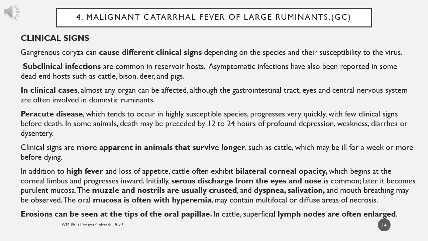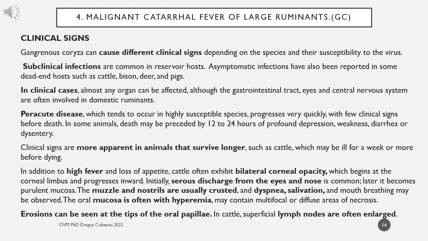In addition to high fever and loss of appetite, cattle often exhibit bilateral corneal opacity, which begins at the corneal limbus and progresses inward. Initially, serous discharge from the eyes and nose is common, later it becomes purulent mucosal. The muzzle and nostrils are usually crusted, and dyspnea, salivation, and mouth breathing may be observed. The oral mucosa is often hyperemic, and may contain multifocal or diffuse areas of necrosis.